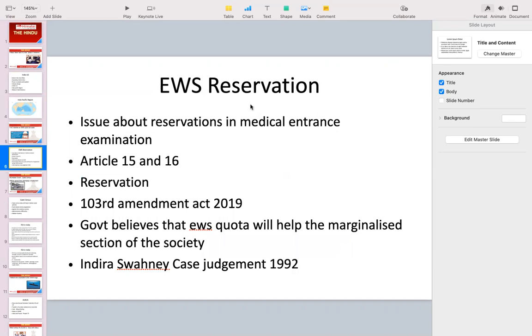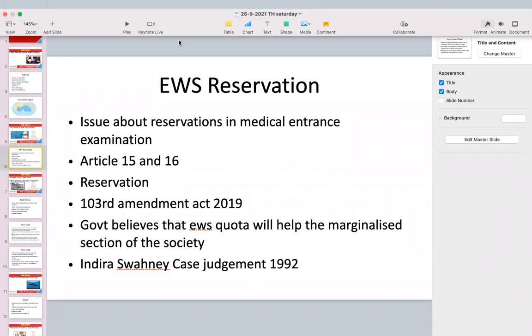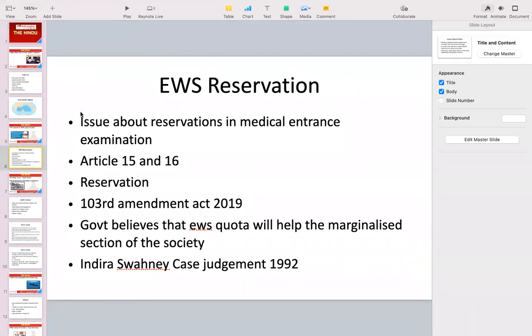The issue is about reservations in the medical entrance examination, where the government has decided that 27% reservation will be provided to candidates belonging to backward classes. From where does this reservation come into the picture? In polity, you'll be reading about the fundamental rights. In the fundamental rights, there is Article 15. Article 15 says prohibition of discrimination on the basis of class, caste, gender, or place of birth.